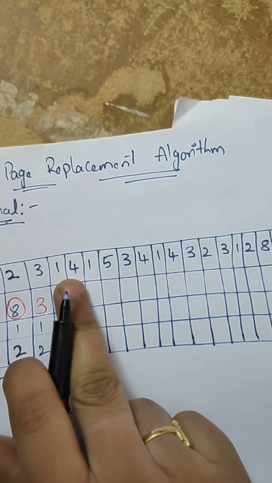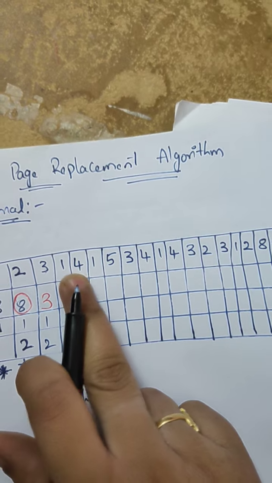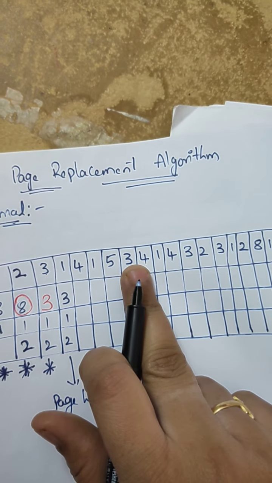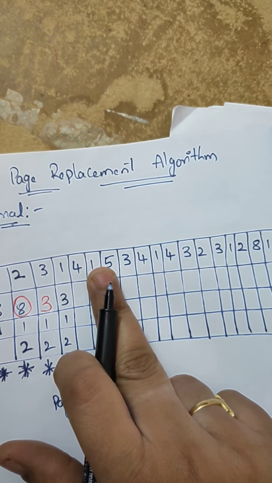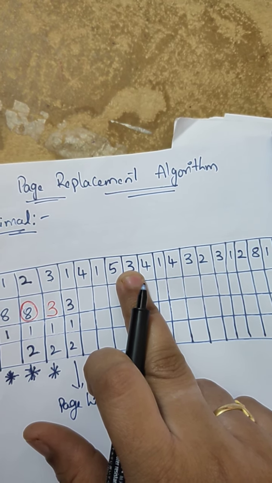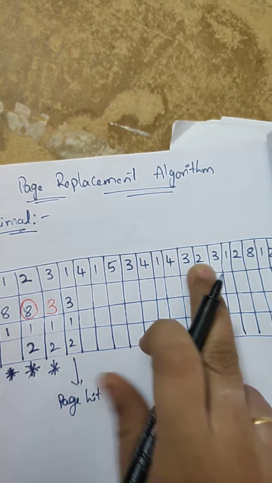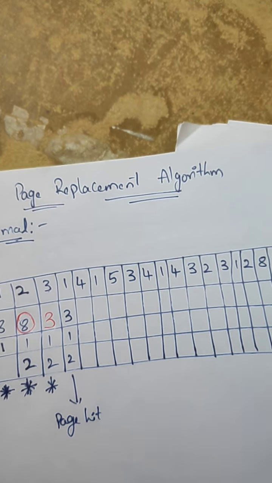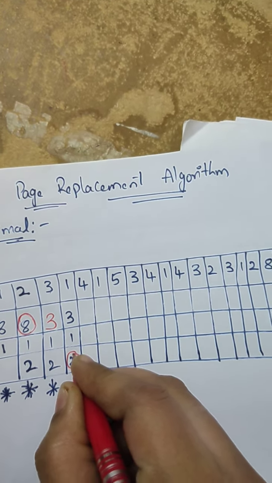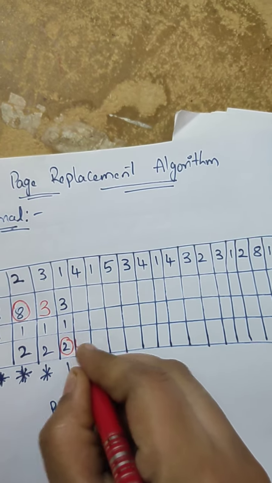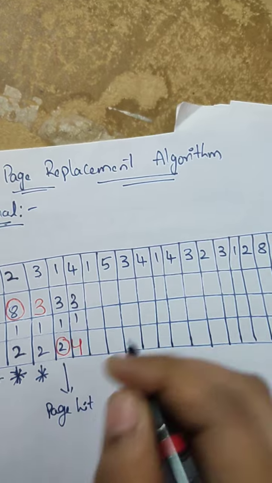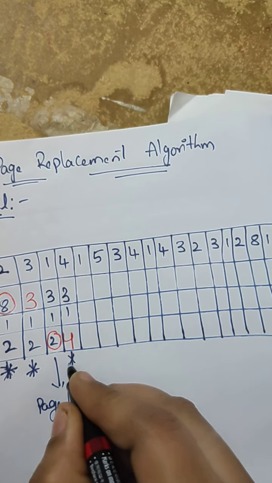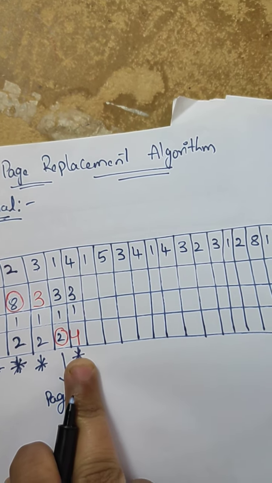Now the next demanded page is 4. For 4, the 3 is first, 1 is immediate. If you observe 3, 1, 2, 1 is immediate, 3 is next to that, and 2 is the longest one. The longest one page we have to replace. So 2 is going to be replaced with 4. So it becomes 3, 1, 4. As this does not exist, we write page fault.